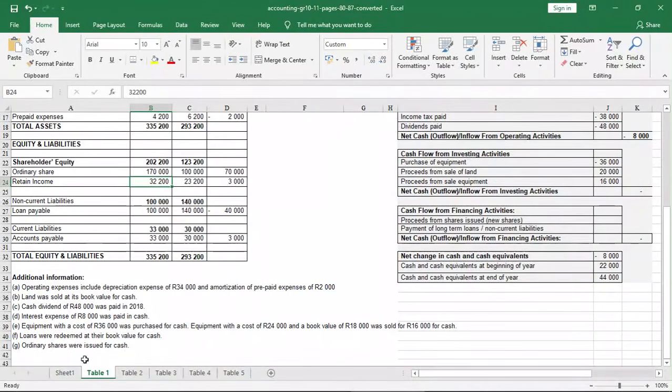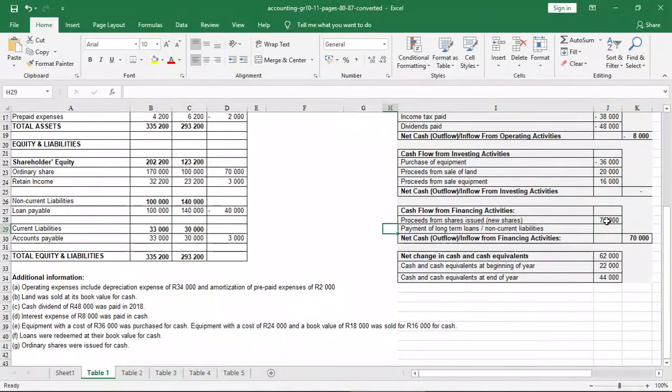Well, without even going to the additional information, let's look at our equity section. You can see that our ordinary shares went from 100,000 in the previous period to 170,000 rand. So we have an increase of 70,000 rand. And then we go to our additional information to see if there's any movement of cash. We see ordinary shares were issued for cash. So we know that the 70,000 rand were issued for cash. So whoever bought those shares gave us the cash for 70,000 rand, as a positive.